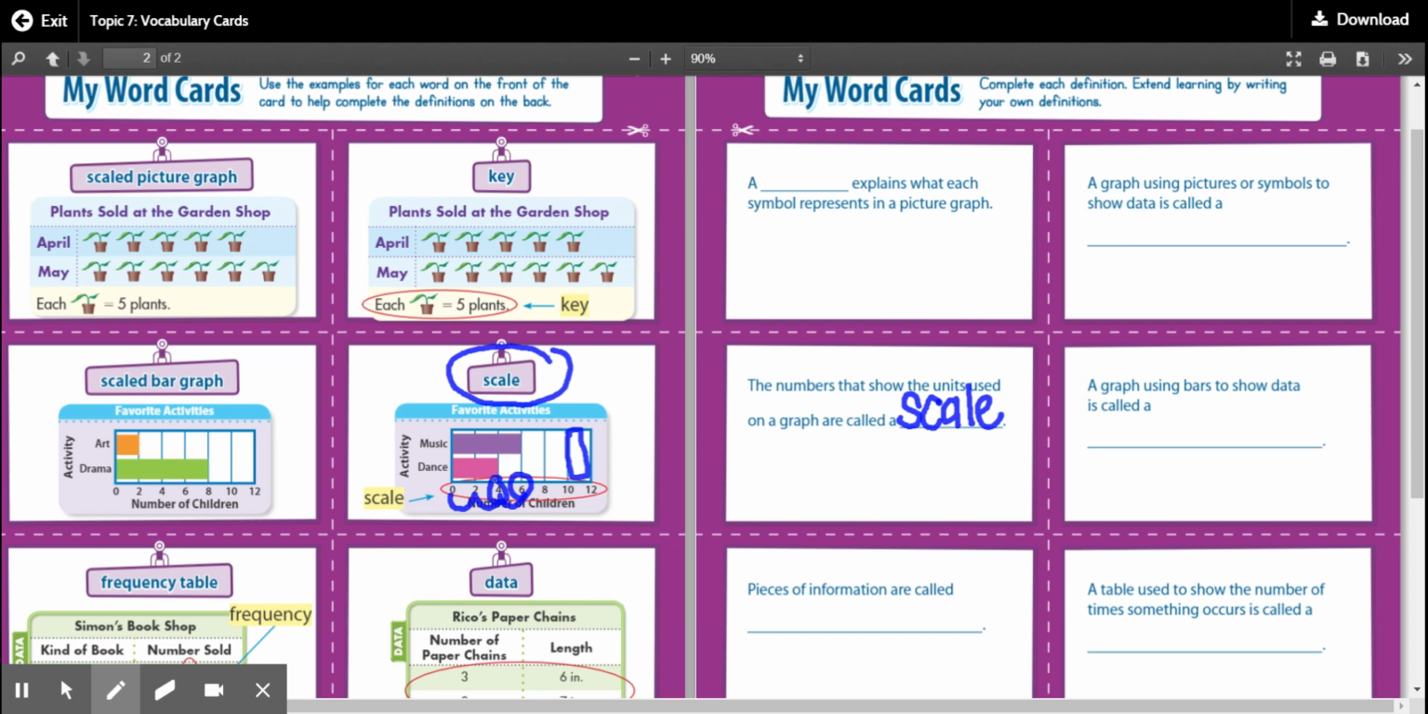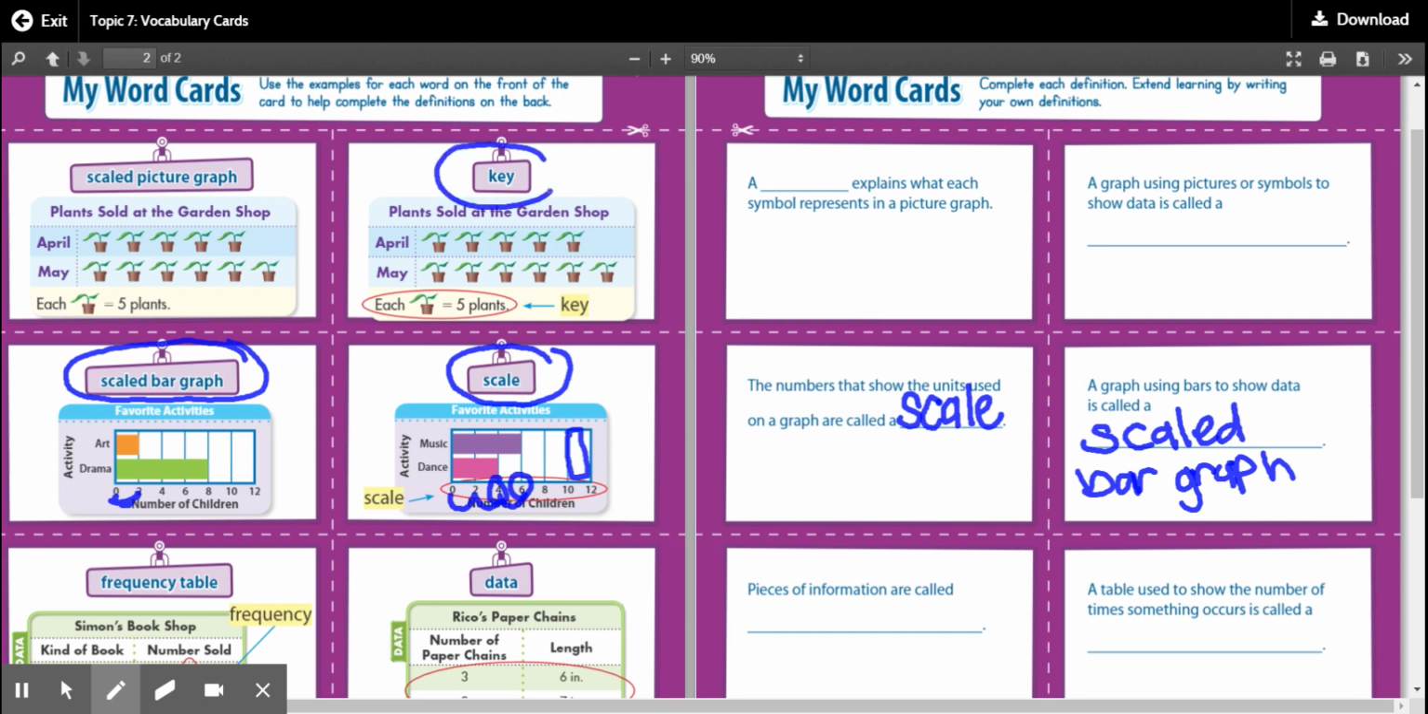All right, now let's look at the scaled bar graph. You can see how they are using scale in this example. Again, you see the same units of 2. So a graph using bars to show data is called a scaled bar graph. Scaled bar graph. All right, now our last 2 terms. Let's do this one first.